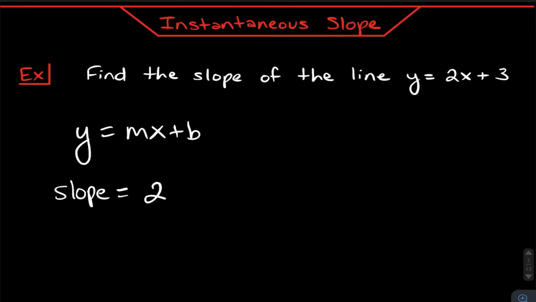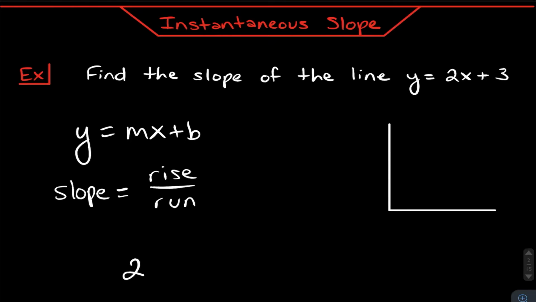Now slope is really important, and it's going to be even more important in calculus. I'll leave this 2 down here for a second. Slope is rise over run. It's how fast your curve is changing. It's how fast your graph is changing. And so if we graph something like 2x plus 3, it's going to look something like this. That's what your curve is going to look like.